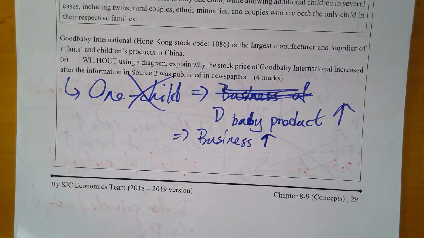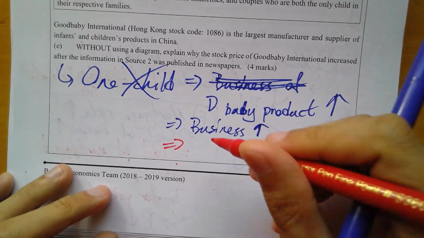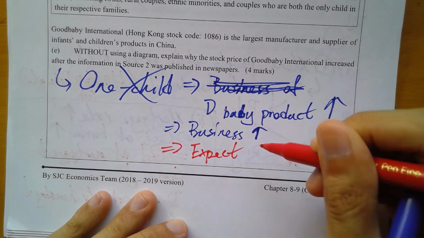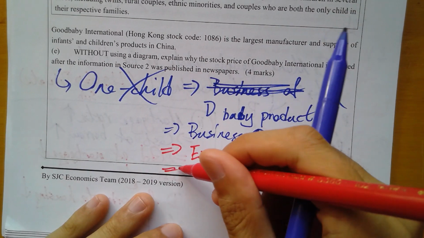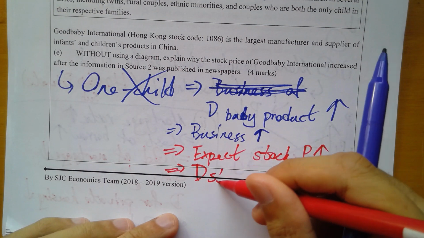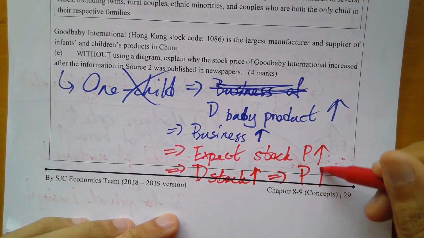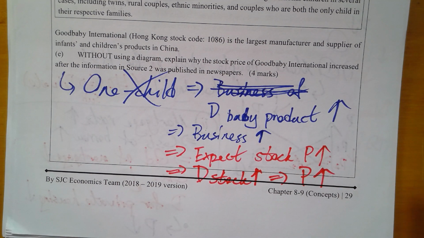Now, when you expect the business to be better, people would buy the stock. They will expect stock price to go up. When you expect the stock price to go up, then demand for stock would increase. So price would actually increase. Okay, this is the way we answer without using a diagram.